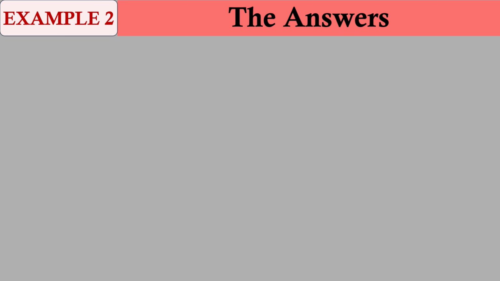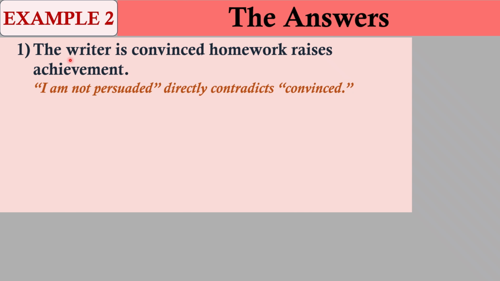Let's break these down. Statement 1. The writer is convinced homework raises achievement. The writer states, "I'm not persuaded." That's a direct textbook contradiction. The answer is no.